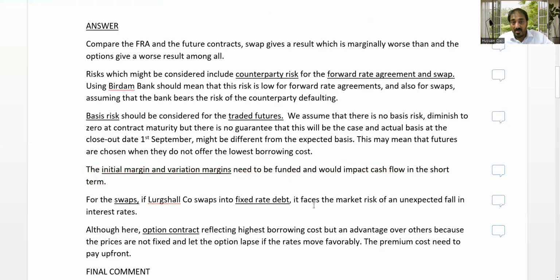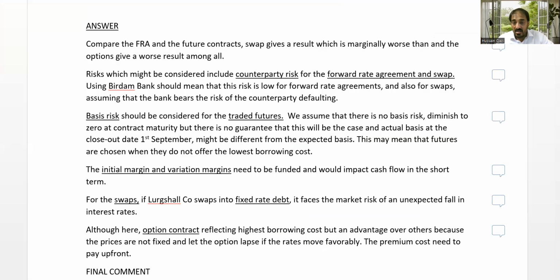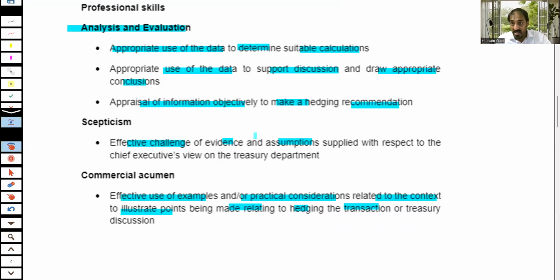One last thing I wanted to discuss once again. Now ask yourself, have we covered all these things till now, not considering the B part? Appropriate use of data to determine suitable calculations. Yes, we have done the PSM: appropriate use of data, supporting discussion, and appropriate conclusion.